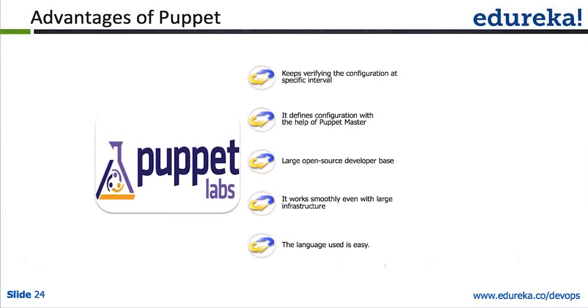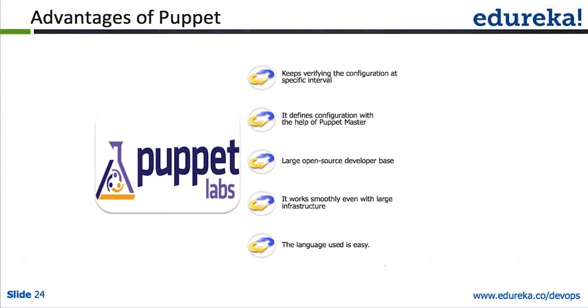We talked about it. It has a large open source developer base. I think some of you had questioned whether this is a licensed one or open source. So this particular line answers that it's open source, and of course, since it is open source, you have a large number of developers who constantly work on improving what we have in Puppet today.